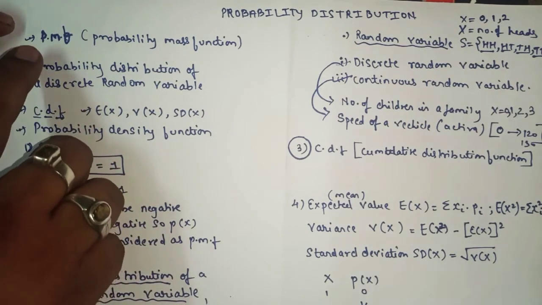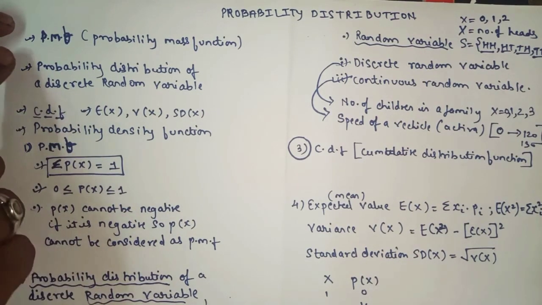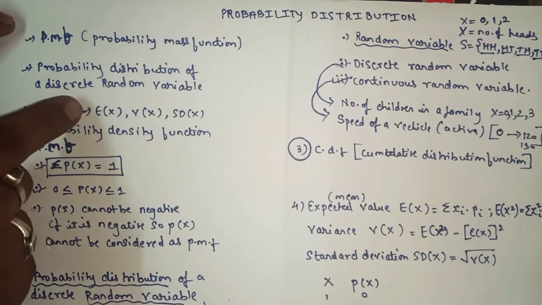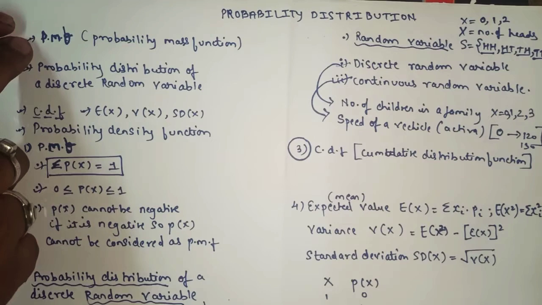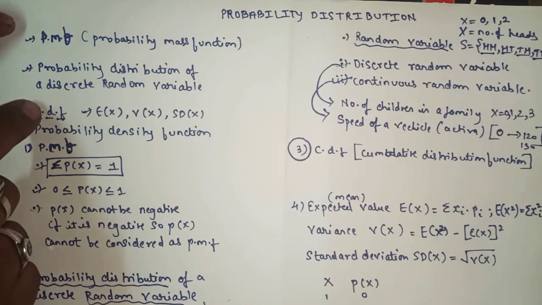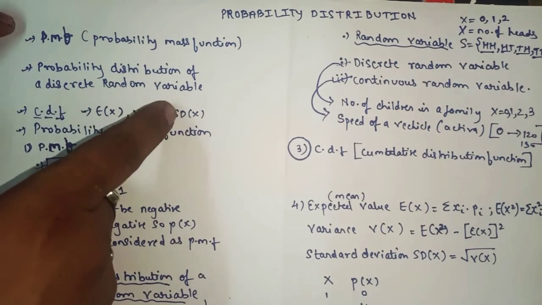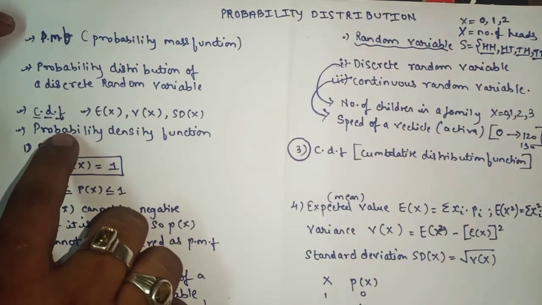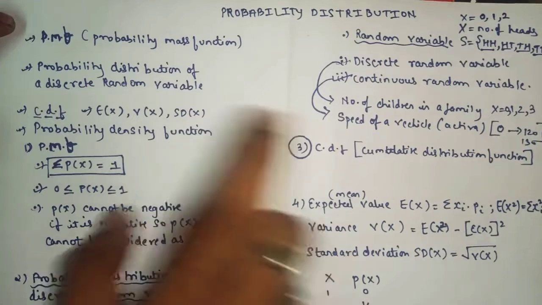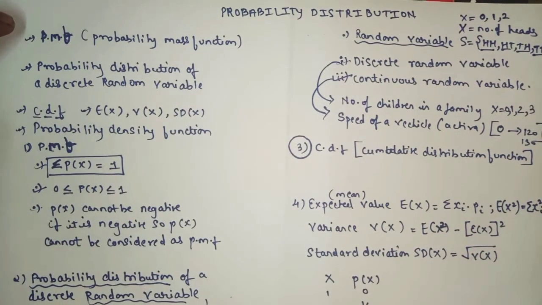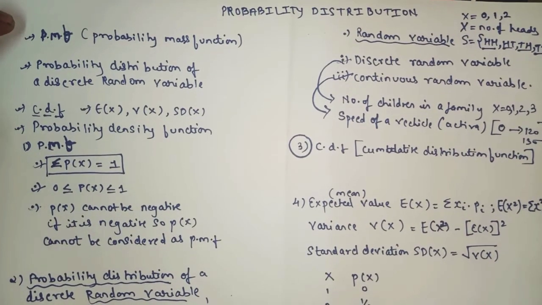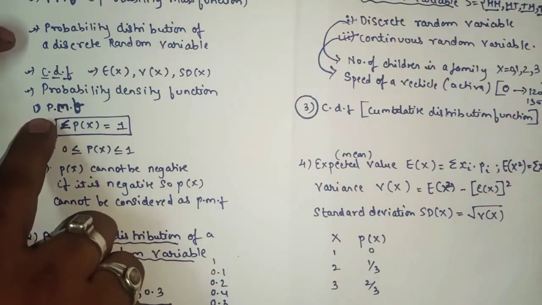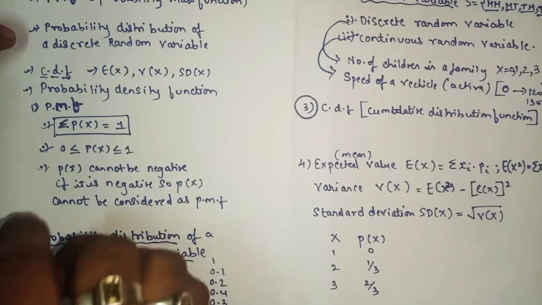So as I had explained in the previous video, these first four concepts are your first exercise. PMF, probability distribution, CDF, E of x, V of x and SD of x are in the first exercise, and the probability density function is in the second exercise. Yes or no? So we saw the exact meaning of PMF.